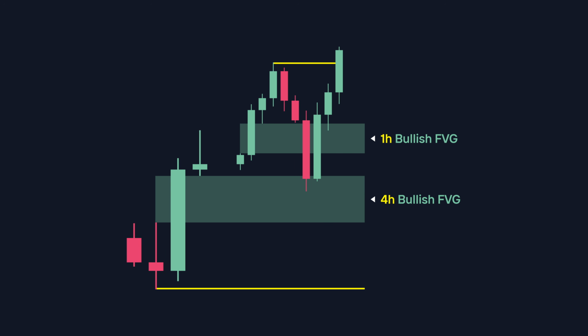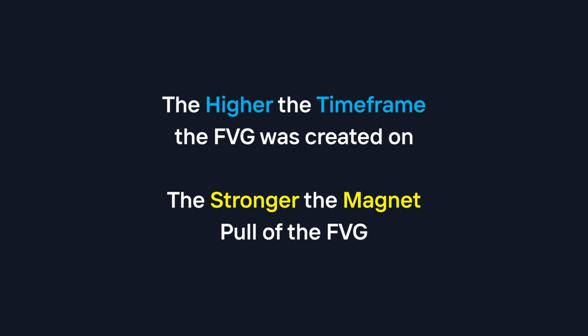And this is where the magnet rule comes into play, which is that if there are multiple PD arrays that the market can target, in this case being a 1-hour FVG and a 4-hour FVG, we can expect that the market will prioritize targeting the higher time frame fair value gap. But as a consequence, it means that the lower time frame fair value gap would be disrespected in the process. And the reason why this happens is because timeframes work on a hierarchy system, where the higher the time frame is, the more dominant and stronger its magnet is as a draw on liquidity.